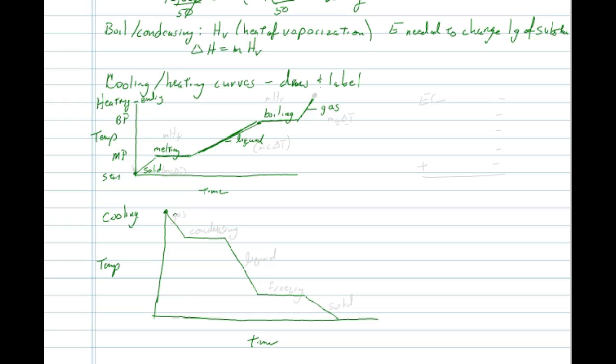The upper diagonal is always gas, the middle is always liquid, the ending one is always solid. Between liquid and solid is freezing. And between gas and liquid is condensing.